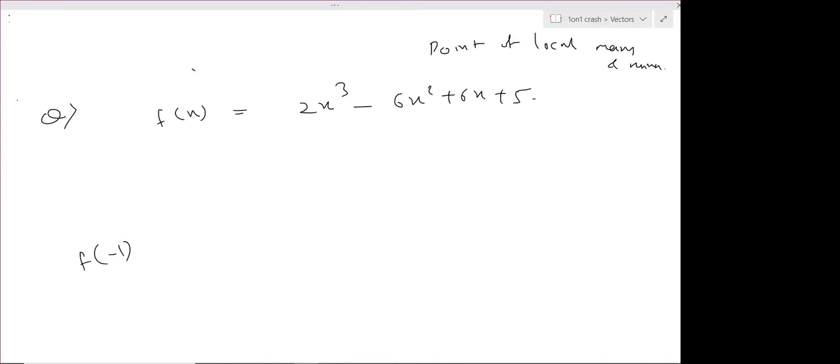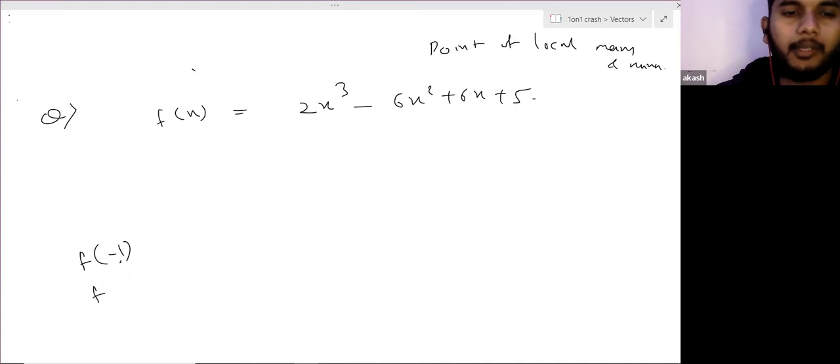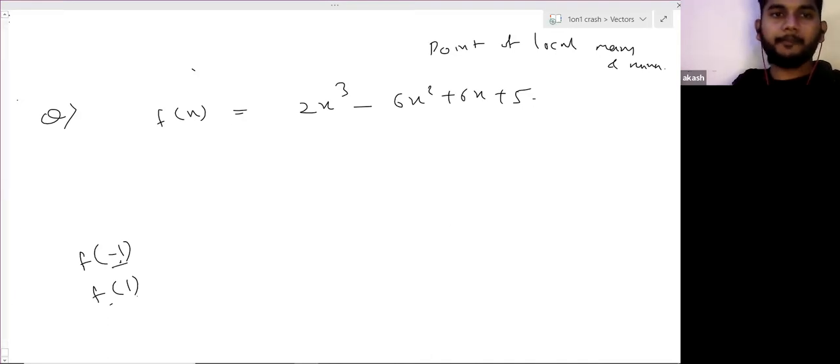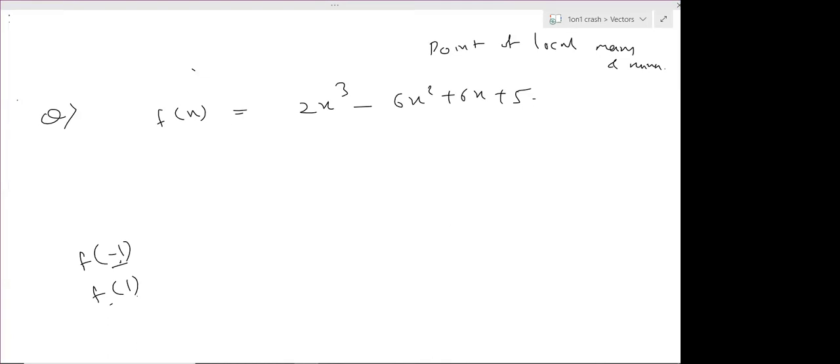At -1 it was maxima, so f of -1. At 1 it was minima, so f of 1. That means in the original equation, just put the value of x as -1 and 1.